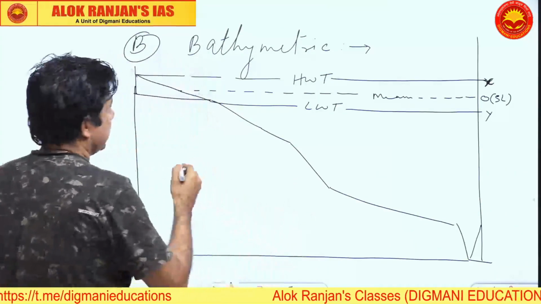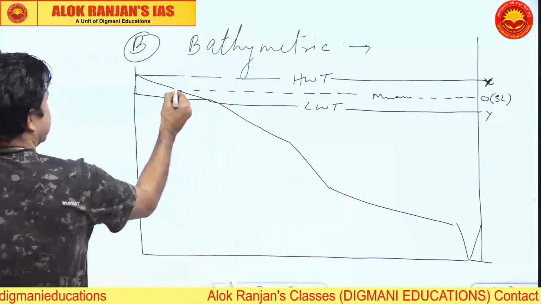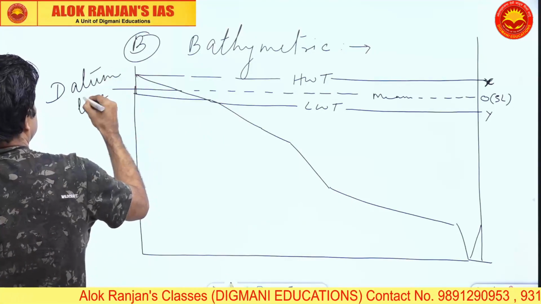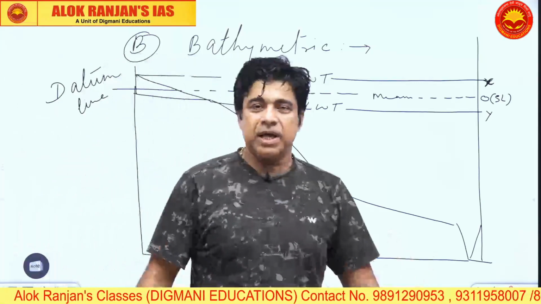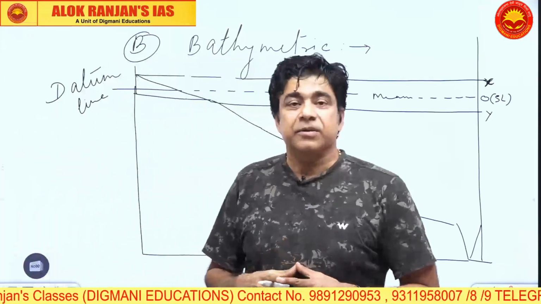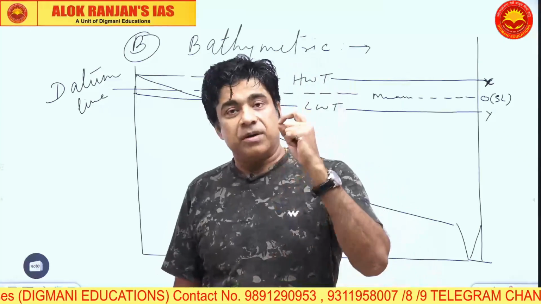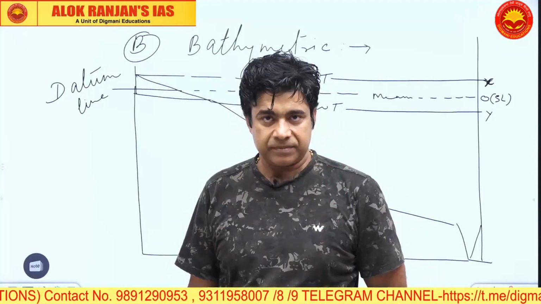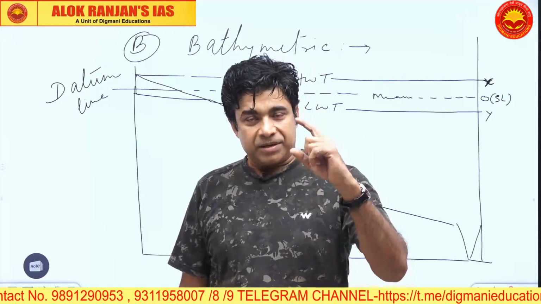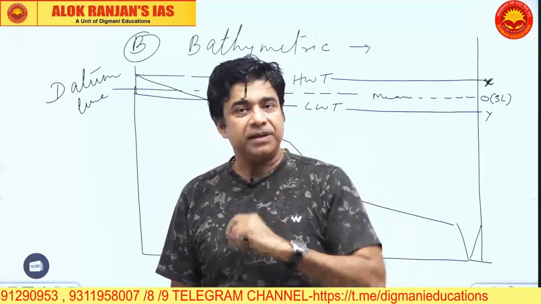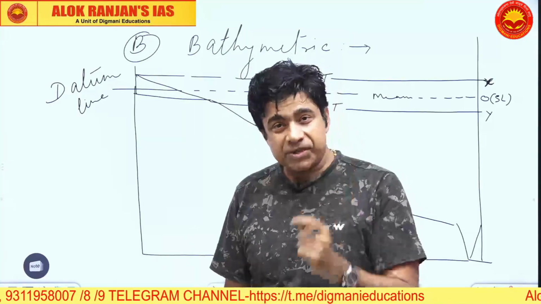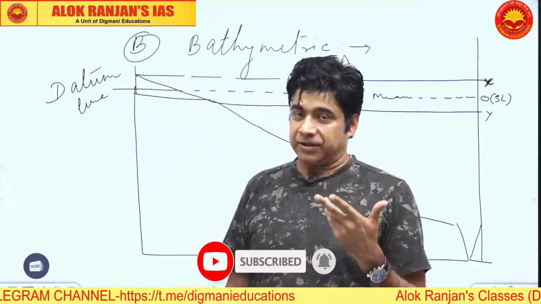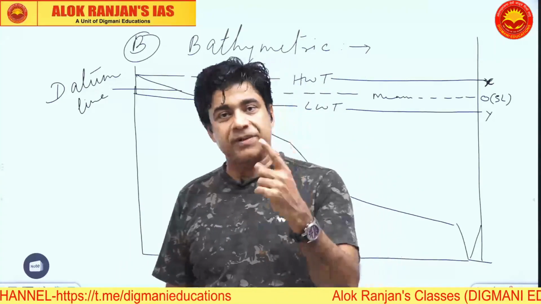Now sea level is also called datum line. This sea level is also called datum. It is called the datum line. Datum line is the sea level which is used for measurement of all the altitudes and depth for a country. Should I repeat again? Datum line is the mean sea level from which the highest point and the lowest point, or the various altitudes and depth, are calculated or measured for a given country.